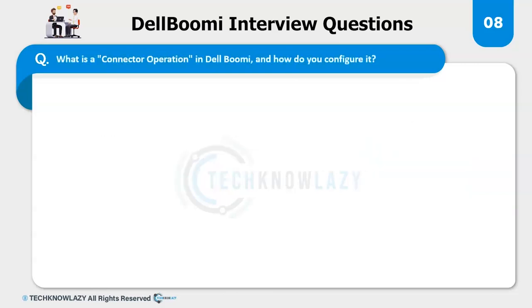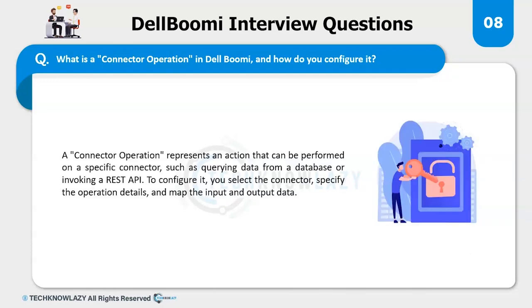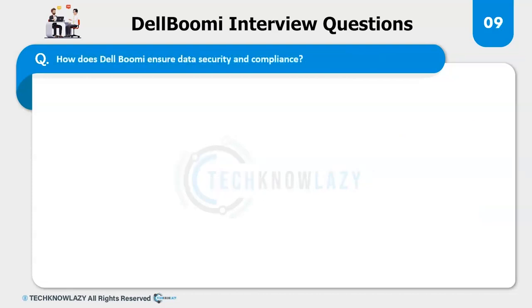What is a connector operation in Dell Boomi and how do you configure it? The answer for this question is, a connector operation represents an action that can be performed on a specific connector, such as querying data from a database or invoking a REST API. To configure it, you select the connector, specify the operation details, and map the input and output data. With that, we have the ninth question.